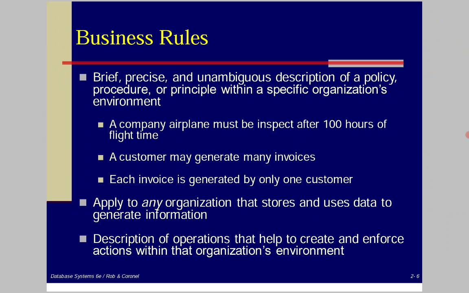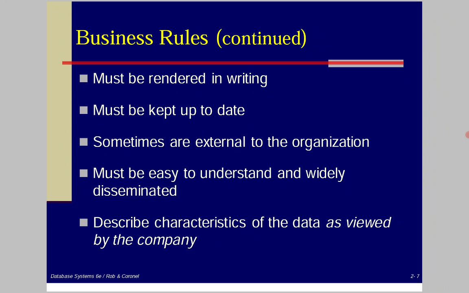These are some conditions, examples of different business rules that apply to any organization that stores and uses data to generate information. A description of operations that help to create and enforce actions. So this is the simple definition of business rules, and it must be rendered in writing, means all business rules should be maintained in writing on paper, must be kept up to date, and they should be updated from time to time.